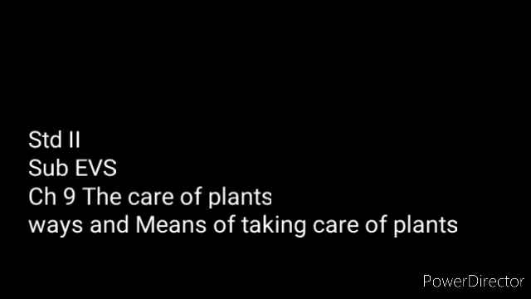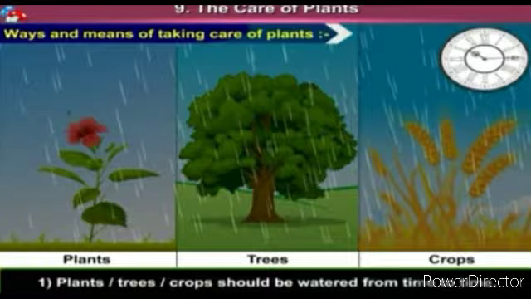Children, today we are going to learn chapter 9, the care of plants. First one, ways and means of taking care of plants. Children, you have to give water to plants, trees, crops from time to time. Means you have to give water regularly to the plants.